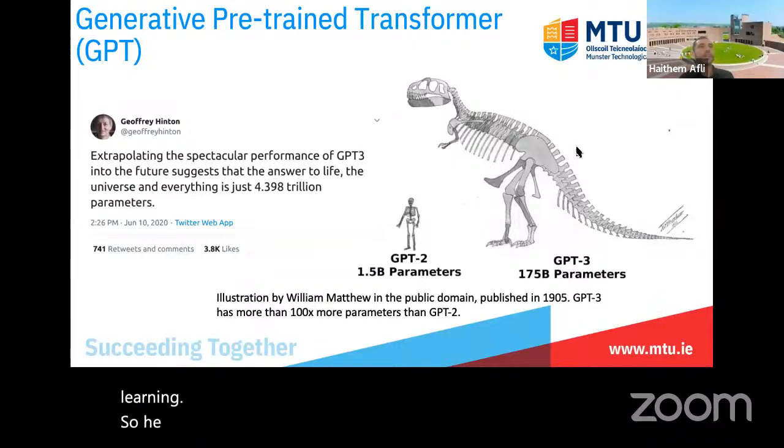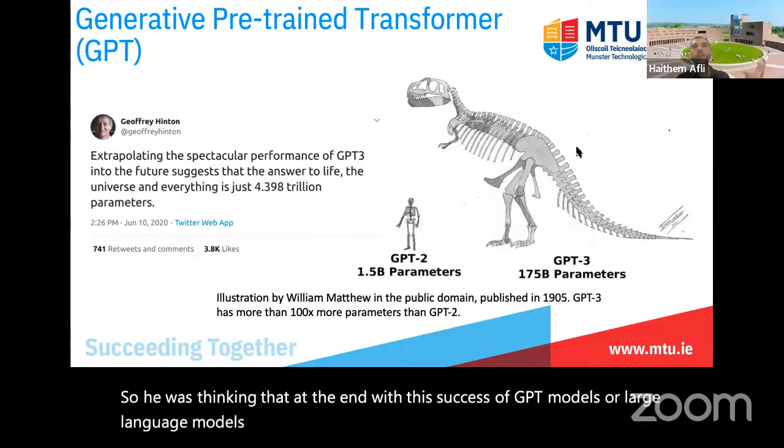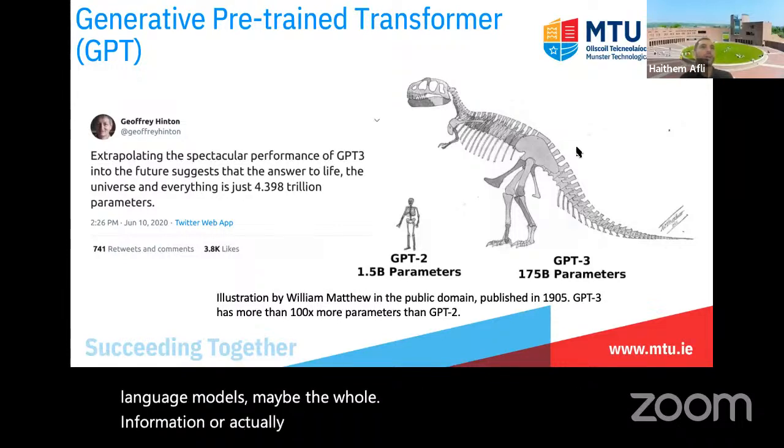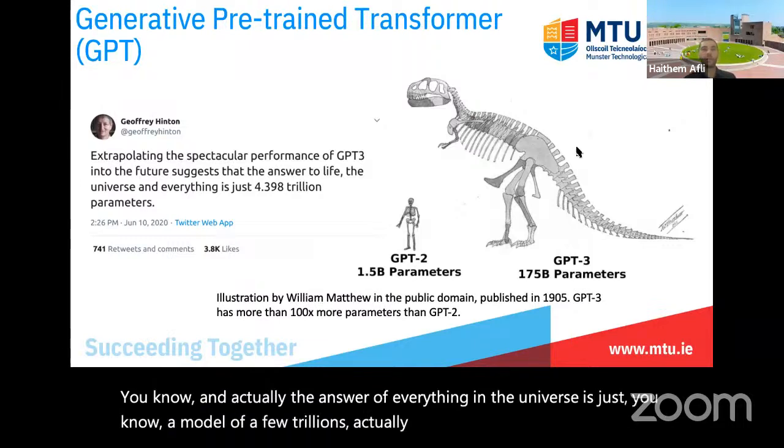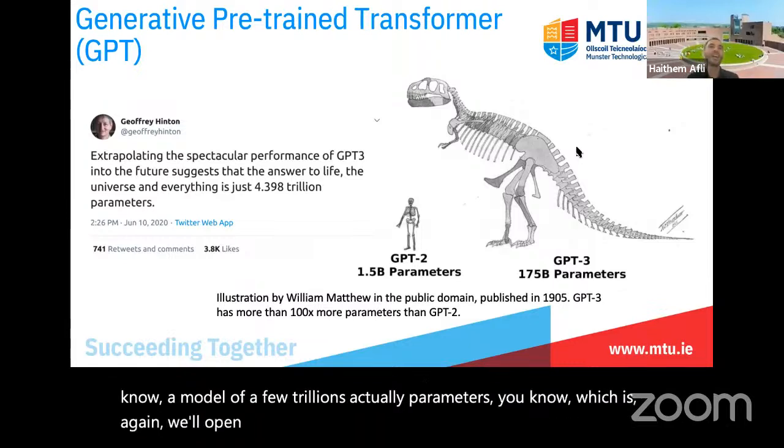He was thinking that at the end, with the success of GPT models or large language models, maybe the whole information, or the answer of everything in the universe, is just a model of a few trillion parameters, which will open another debate around these models.